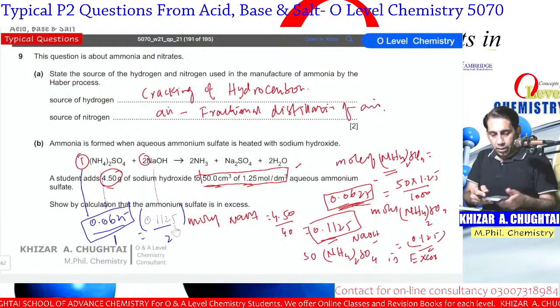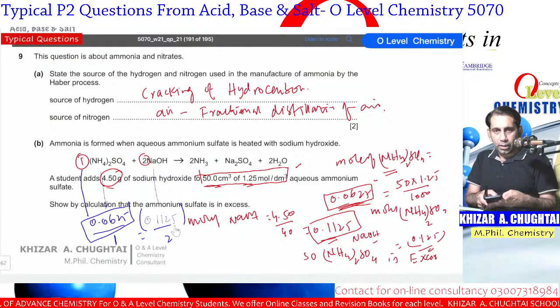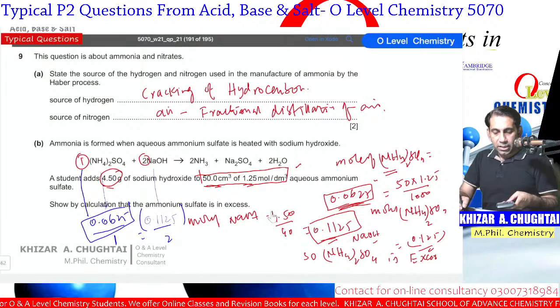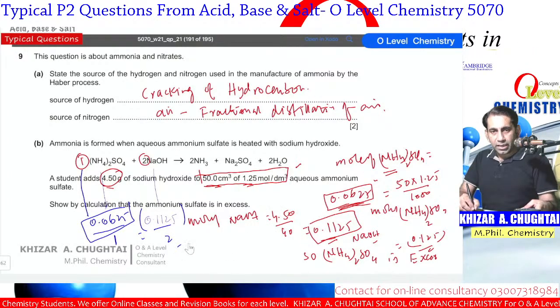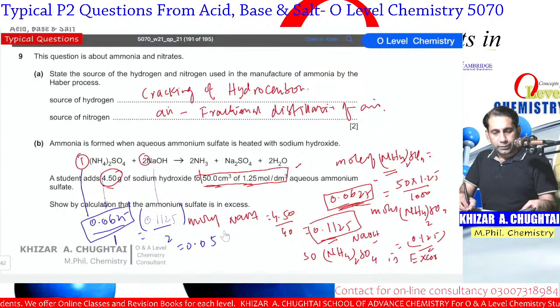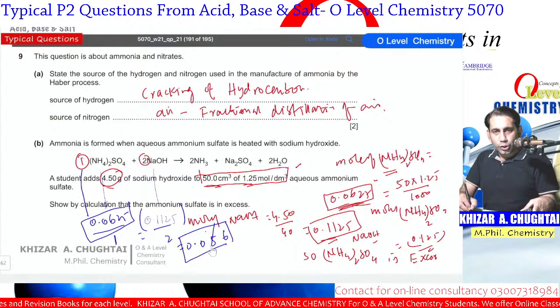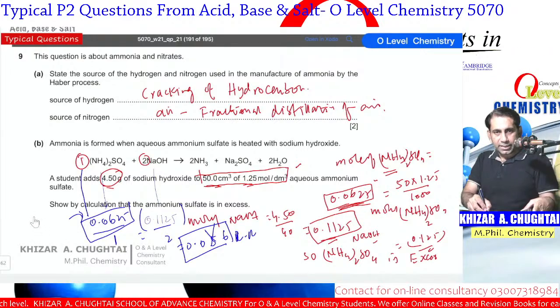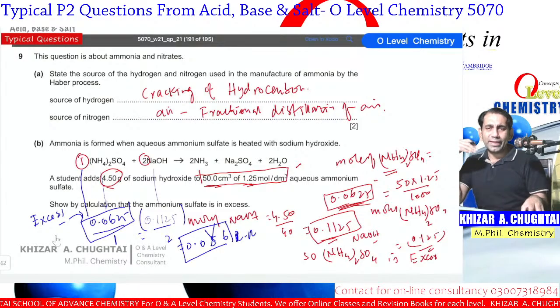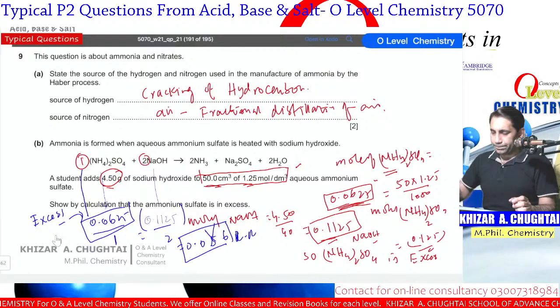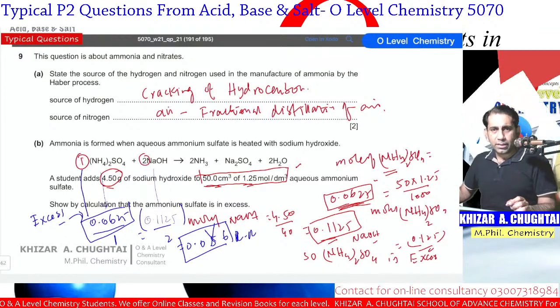What should be its answer? Its answer will be 0.1125 divided by 2, and its answer is 0.056. Which one is the lower one? That is this one. So it is the limiting reactant. And which is the higher? That is said to be the excess. So these are the two basic methods to find the limiting reactant and the excess reactant, and so on. Now come towards the next one.